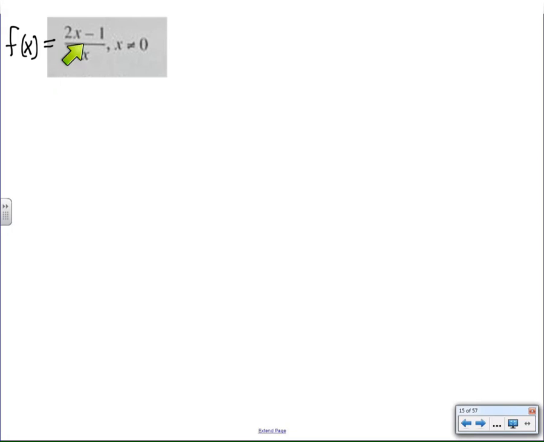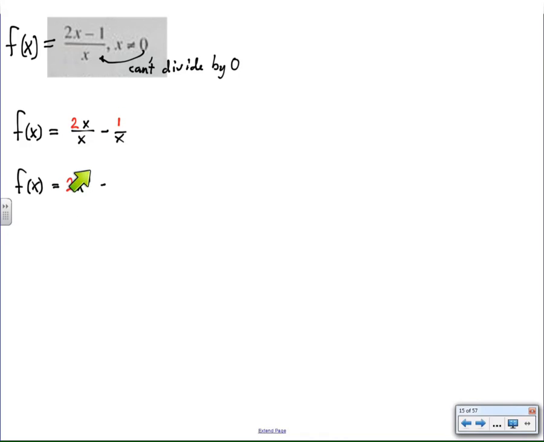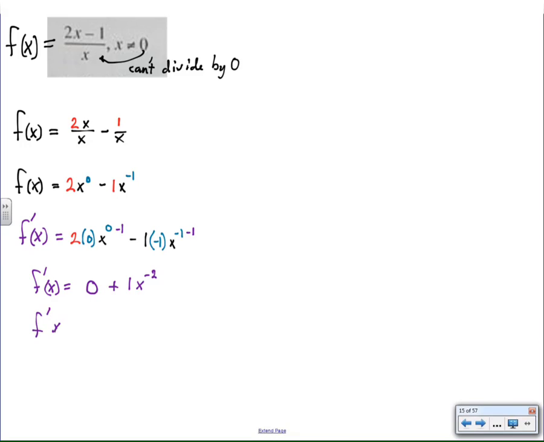All we have to do in this case is distribute the x. It's 2x divided by x minus 1 divided by x. And by the way, this is just reminding us that you can't divide by 0. When I do that, I get 2x over x minus 1 over x, which in power form becomes 2x to the 0 minus 1x to the negative 1, which is, well, we multiply the coefficient by the power, drop the power by 1, coefficient times the power, drop the power by 1, and we get 0 plus x to the negative 2, or just 1 over x squared. So the derivative of this function is 1 over x squared.